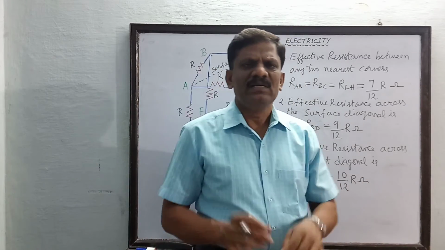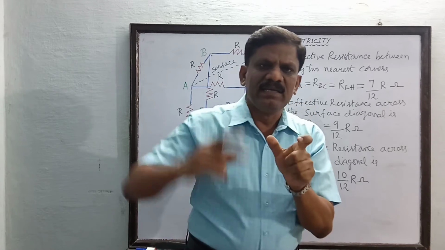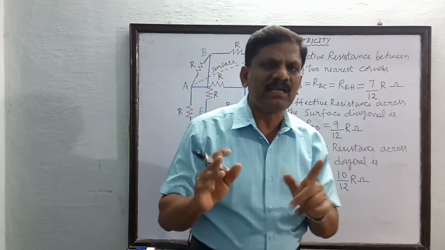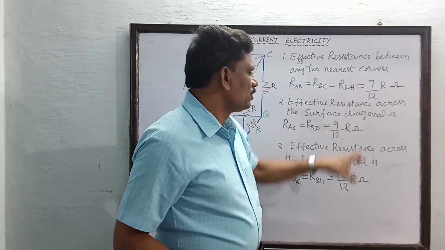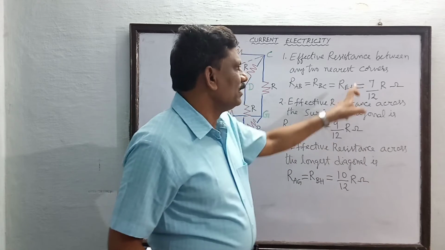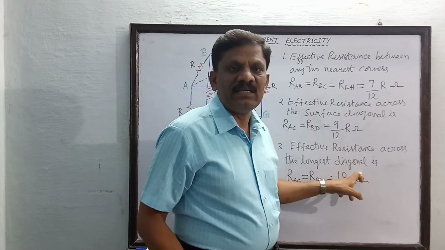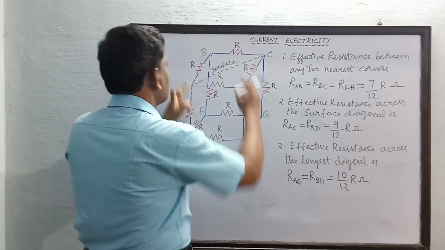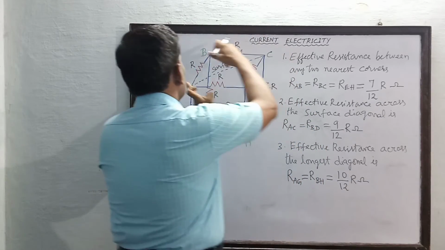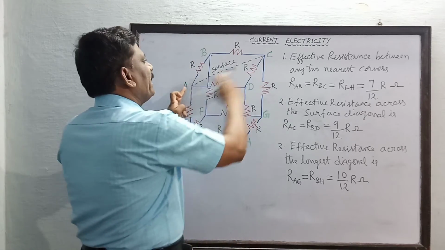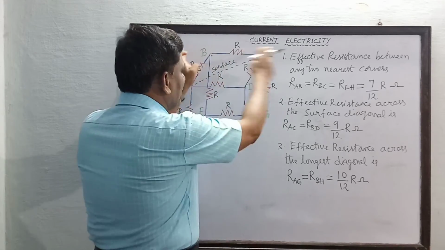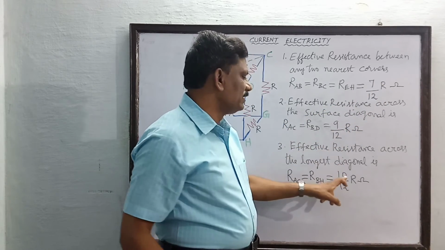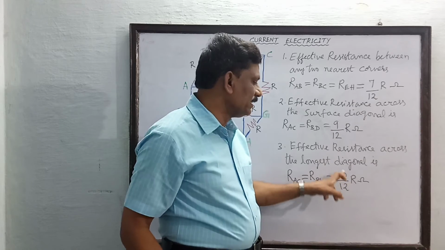You can easily remember: the shortest distance, then the medium distance, then the longest distance. I have purposely made the denominator 12 everywhere. Then 7, 9, 10, like that you remember. 7 is the smaller number, so it is the shortest distance, say B and C, C and D, A and B. Then the surface diagonal is a little longer than the sides, therefore it is greater than 7, so it is 9 by 12. And this is the longest distance, therefore it is 10 by 12.